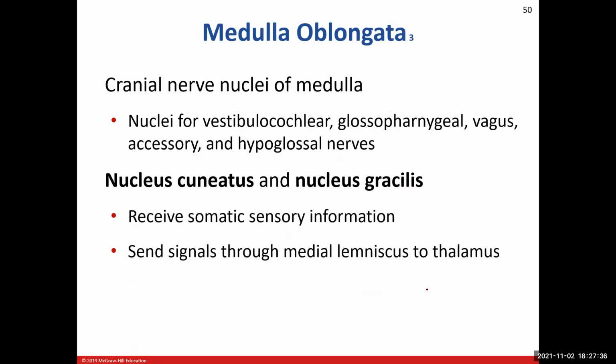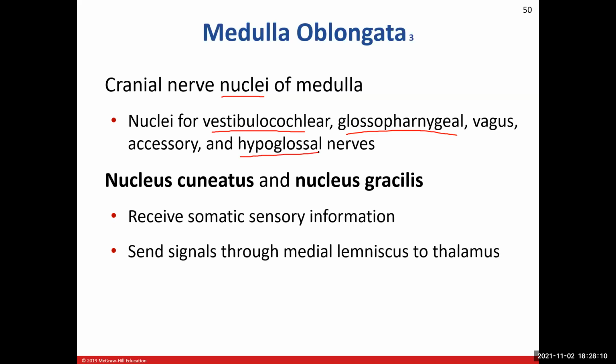In addition to the autonomic nuclei there, we're going to see some cranial nerve nuclei. There's 12 pairs of cranial nerves. In the pons, we saw cranial nerves 5 through 8, so we'll also see some nuclei for the vestibulocochlear nerve. Then the glossopharyngeal nerve, which is cranial nerve 9, vagus, one of my favorite cranial nerves, cranial nerve 10. Then we've got our accessory, which is cranial nerve 11, and then the hypoglossal, that's cranial nerve 12.